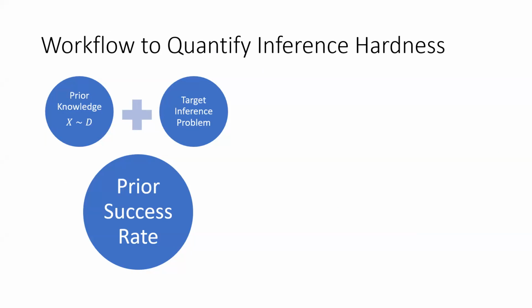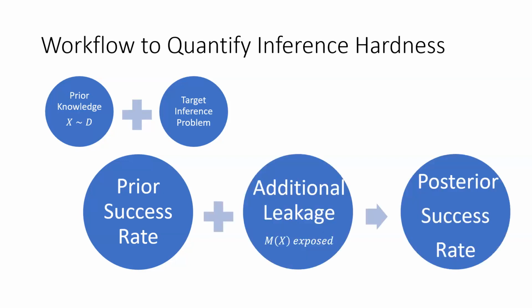To give you more intuition, we can describe the workflow here. Once your data distribution or entropy is given, combined with your selected inference task of interest, these two together determine the optimal a priori success rate before the adversary observes any additional release. Then, combined with additional leakage, it determines what the optimal posterior success rate will be. And this is something we try to control.